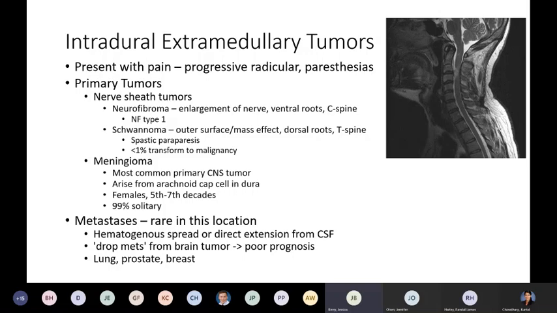It's rare to have METs in this location. If you do, it's typically hematogenous spread or direct extension from the CSF. This is where you'll see drop METs from brain tumors, which tend to be associated with a poor prognosis. Lung, prostate, and breast, as mentioned on the previous slide, do tend to metastasize more to the extradural space, but you can get metastases within the dura from those. And again, usually that's more due to people who already have brain involvement and then having drop METs into the CSF.